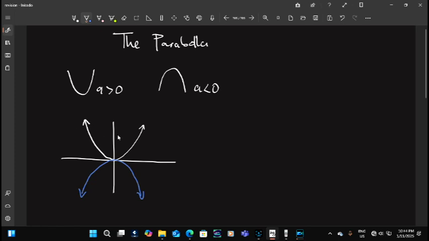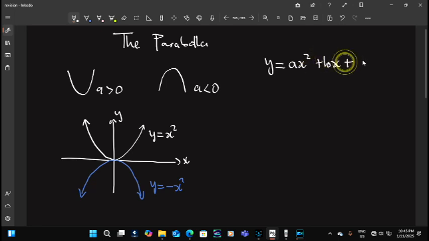So here in this diagram below, we have two functions. We have a parabola with y is equal to x squared, and a parabola with the equation y is equal to negative x squared. So what is the general equation of a parabola? The general equation of a parabola is y is equal to ax squared plus bx plus c.